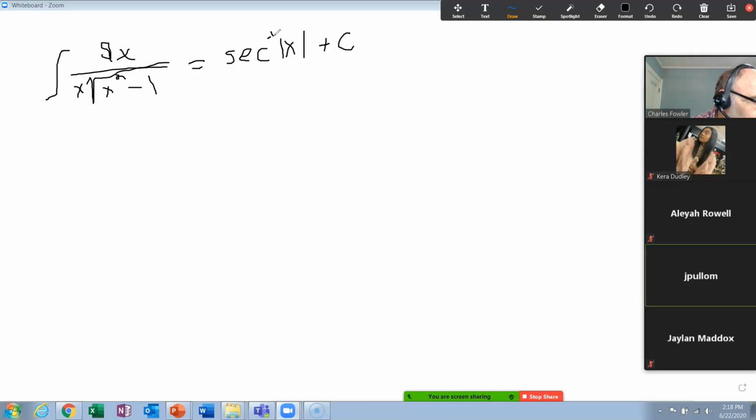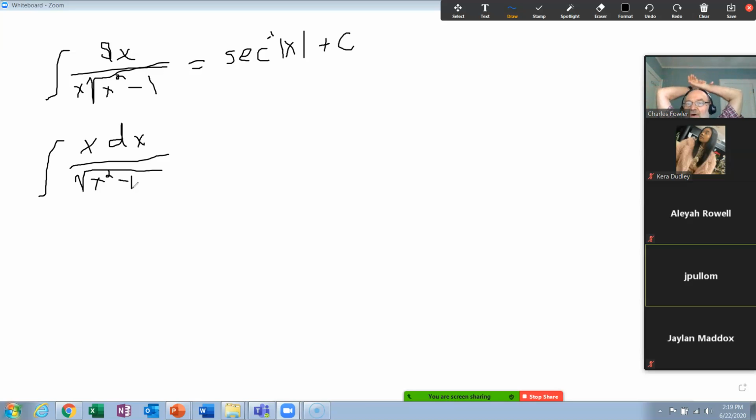Okay? The next one, this is one similar to one we just did not long ago. Here we have x dx over square root of x squared minus 1. Okay. Now this isn't one you just jot down. This one you have to work just a little bit on. It's not a hard one, but you just have to do a little bit of work. What would be your first step? Anybody?